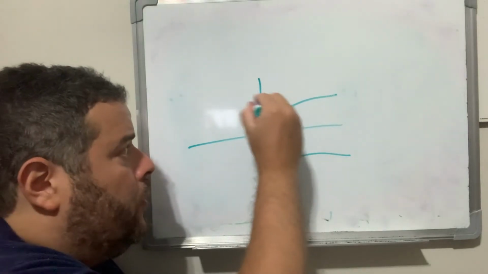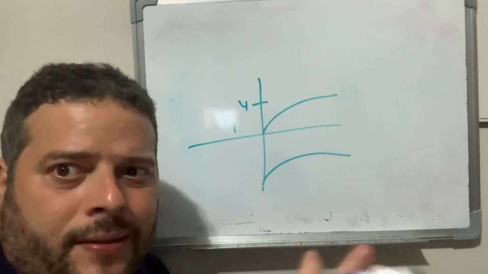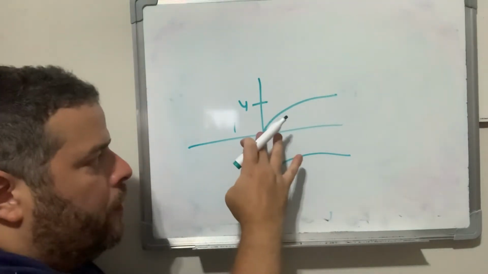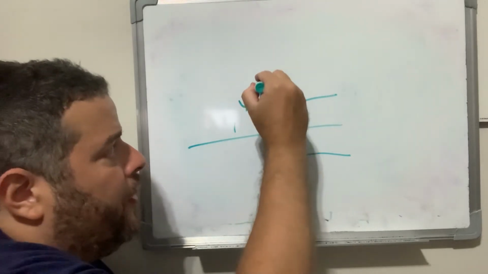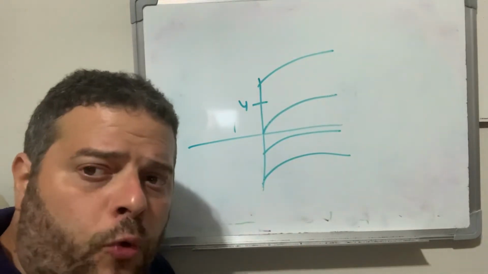Oh my God, it goes all the way up to 4. Does not matter. Don't look at the y-axis. The y-axis does not exist when you're looking at domain. Only x. So from here to here, from here to here. All these functions have the exact same domain. Where do they change? The ranges.